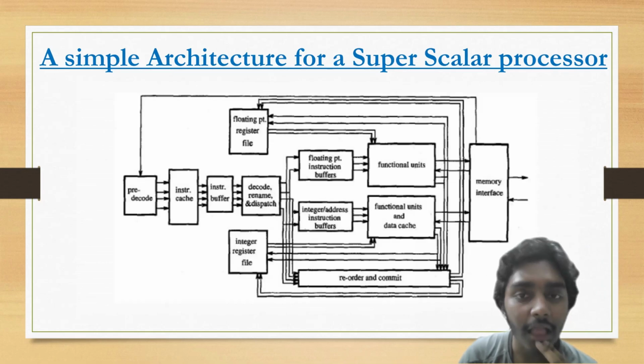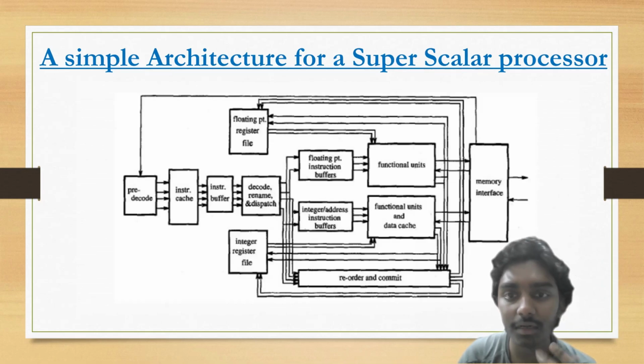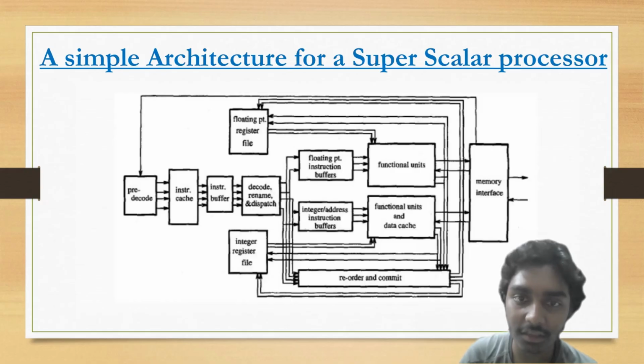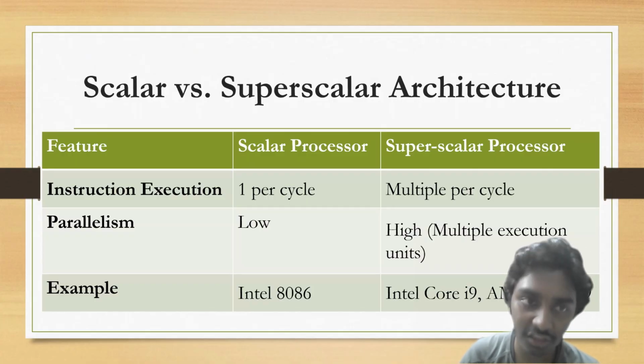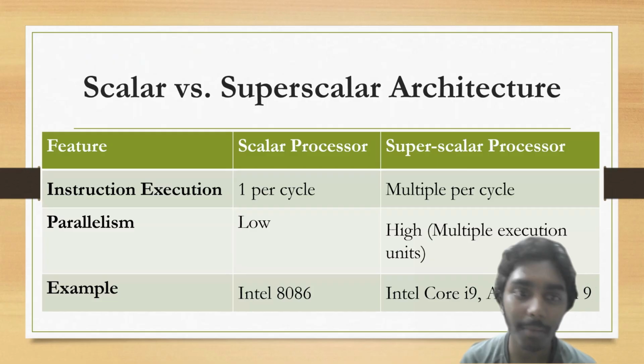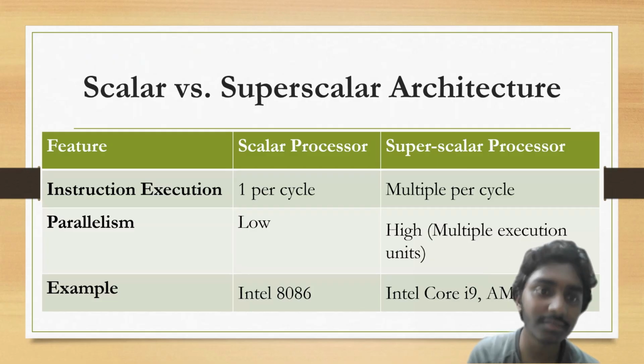If we compare this with a conventional scalar architecture, let's draw a simple table. As I already discussed, instruction execution is one instruction per cycle for an ordinary processor, while a superscalar processor can run multiple instructions per cycle because of its multiple execution units. That's what is mentioned as parallelism.